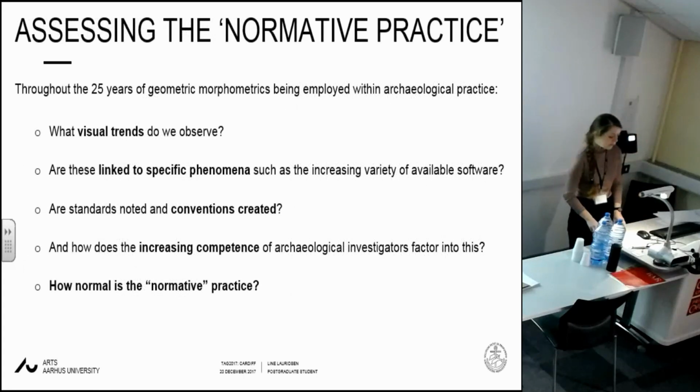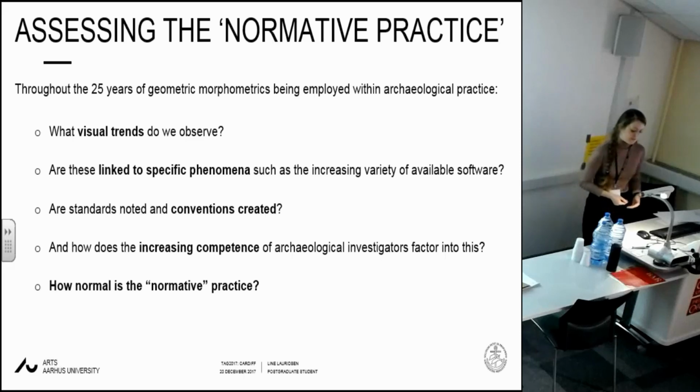However, while we can discuss the fundamental properties in the normative practice of producing shape-based graphical summaries, so far these are generalizations built on subjective evidence, and there is a necessity to understand and define the actual normative practice. And throughout the 25 years of geometric morphometrics being employed within archaeology, what visual trends do we see?